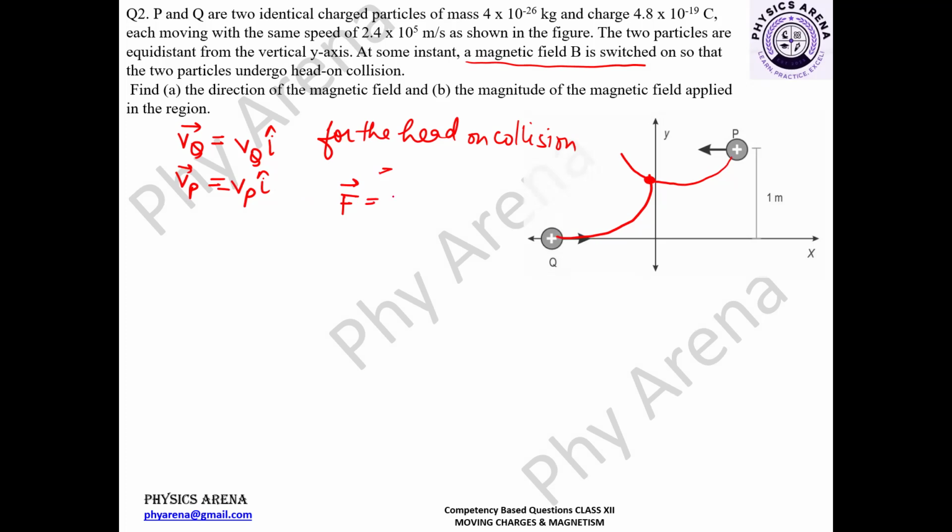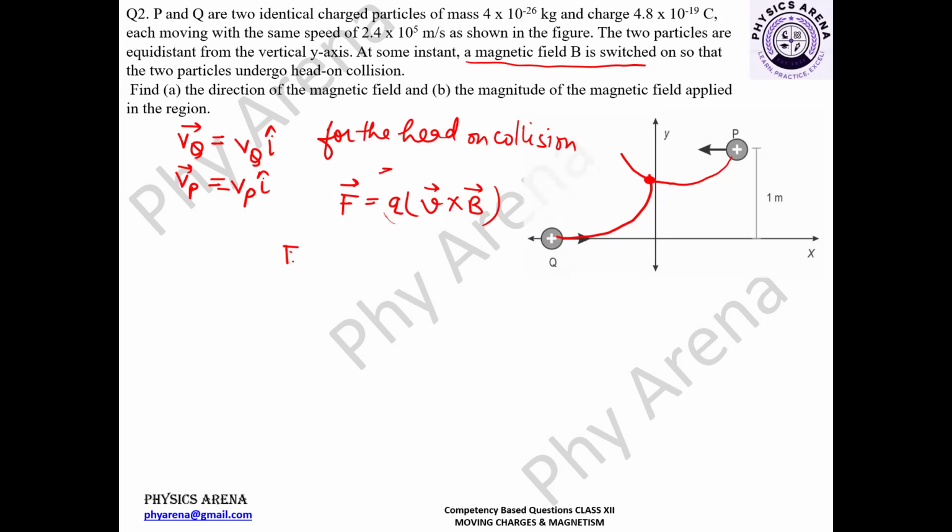So we know that the magnetic Lorentz force F is given by the formula Q V cross B. Since both of these charged particles have positive charge 4.8 into 10 to the power minus 19 coulomb, the sign of Q is positive. We can find out the direction of magnetic field B by taking the force on either of the charged particles. Here I am taking the force on the charge particle Q.